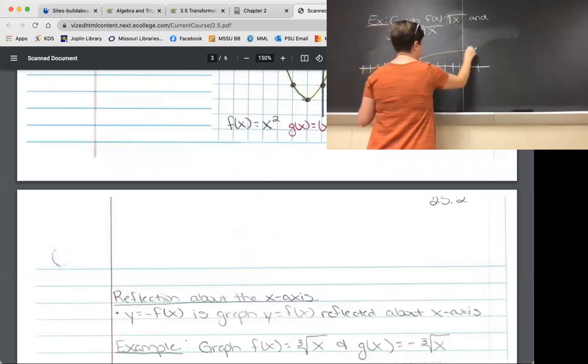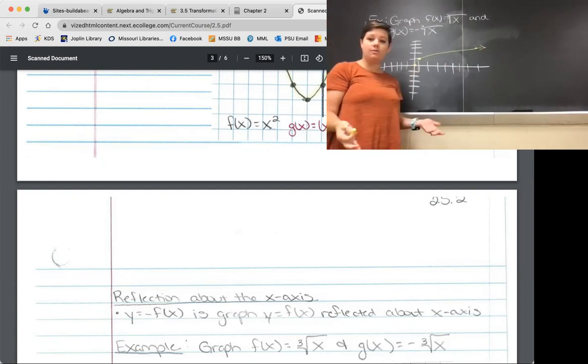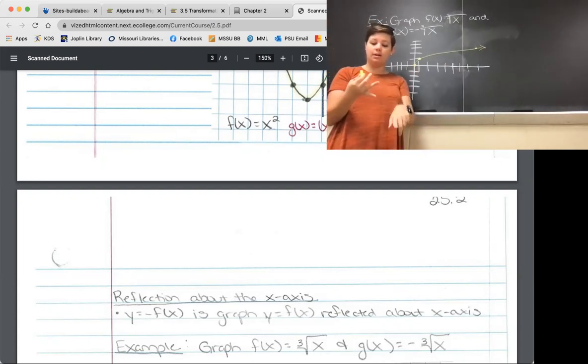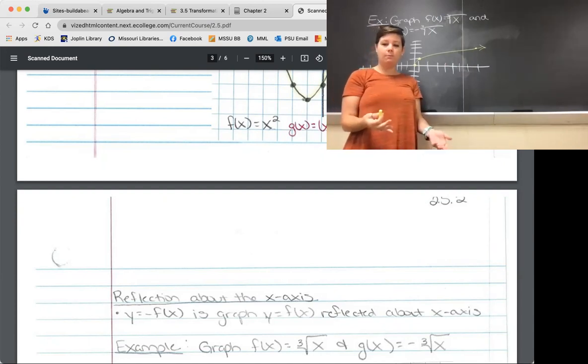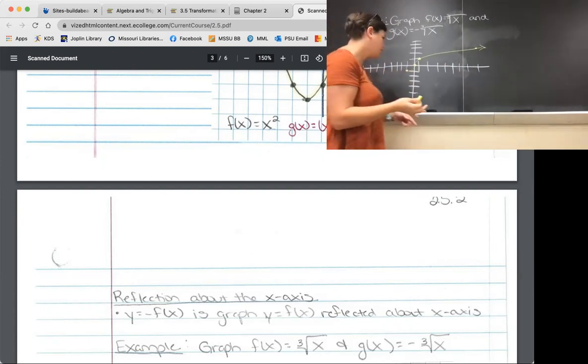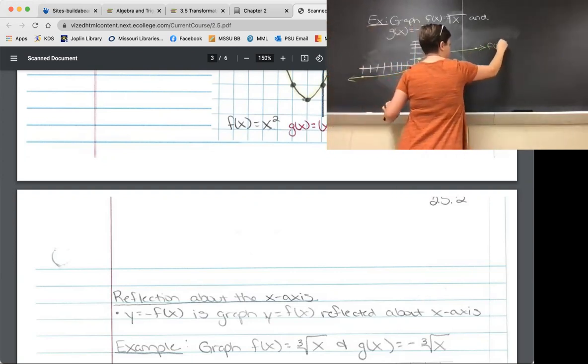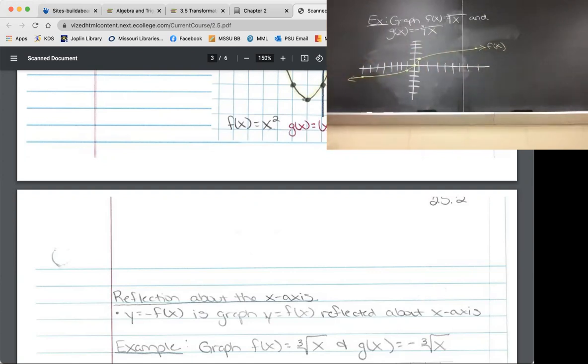So there's that. But with the cube root, you can have negatives. Negative 1 times negative 1 times negative 1 gives me negative 1, so I can have that over here. Negative 2 times negative 2 times negative 2 gives me negative 8, so I can have that out here. All right, so there's f of x. That is the standard picture for the cube root of x.